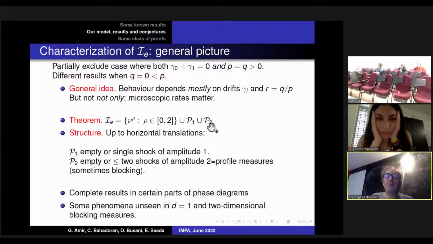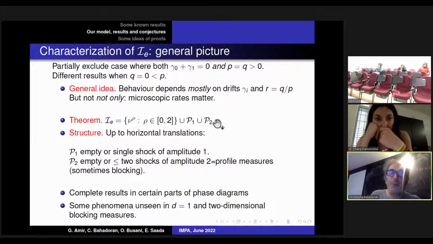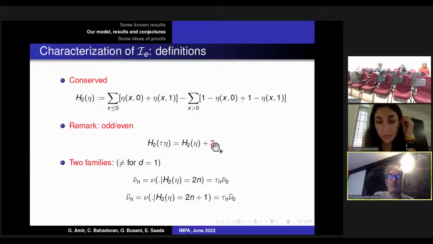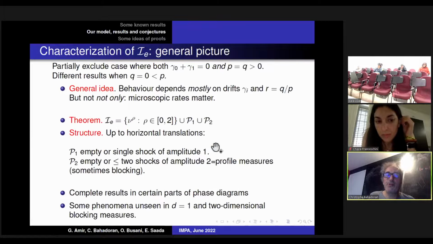The fact that this set contains at most two measures makes sense, because there are concrete examples. This would correspond to profile or blocking measures. In certain examples, you can really see that there are exactly two blocking measures up to translations, and not just one blocking measure, for the reason I mentioned here, that there is odd and even conditioning. Okay, so this is the general picture.